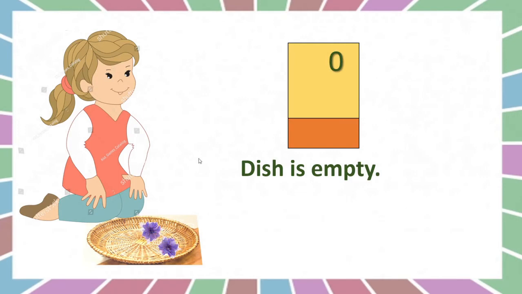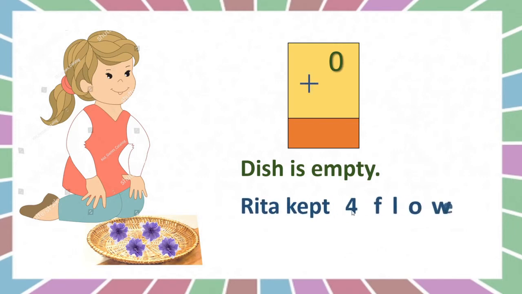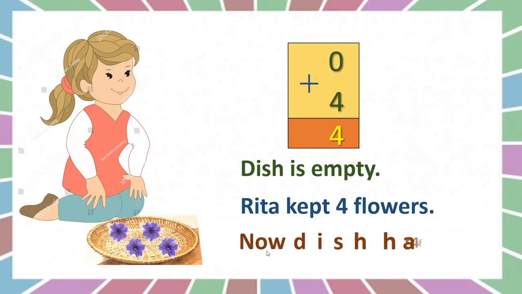Now, she kept flowers in the dish. How many flowers? 1, 2, 3 and 4. We will write here, Rita kept 4 flowers in the bamboo plate or dish. Correct? Now, here we will write 4. 0 plus 4 is equal to how much? 4, because we can see only 4 flowers here. Right? So our answer is, now the dish has 4 flowers. Got this, children?